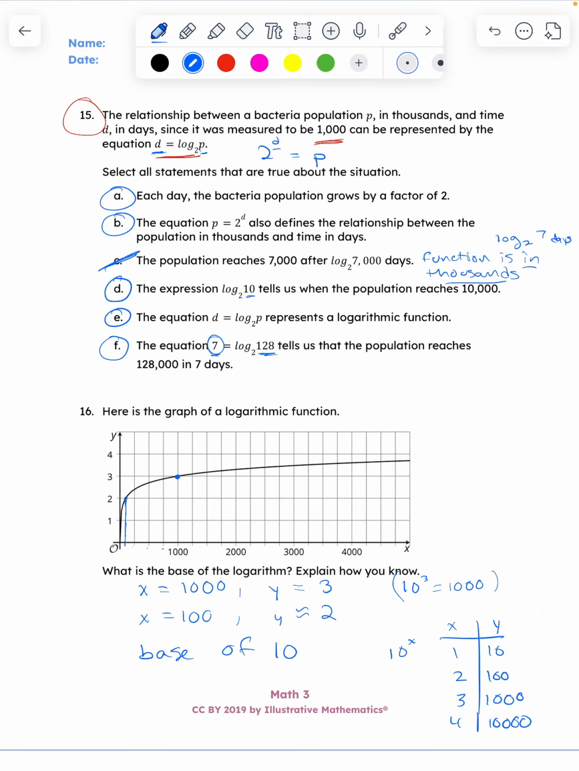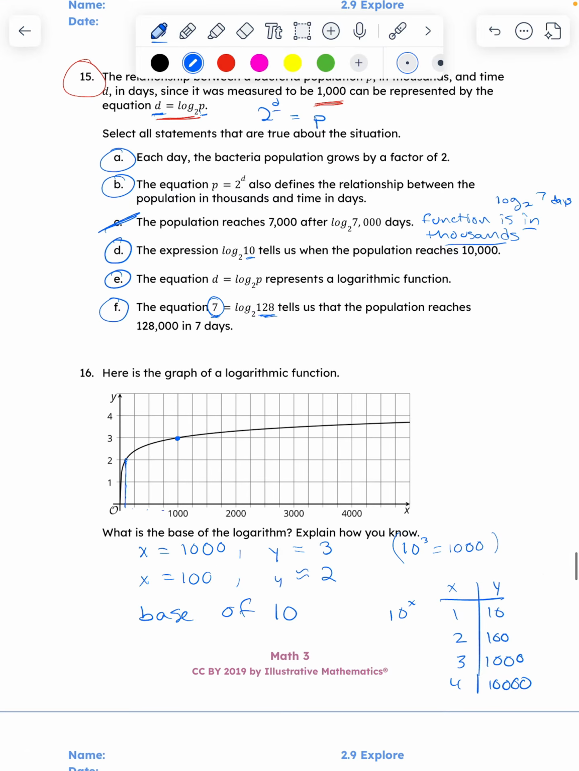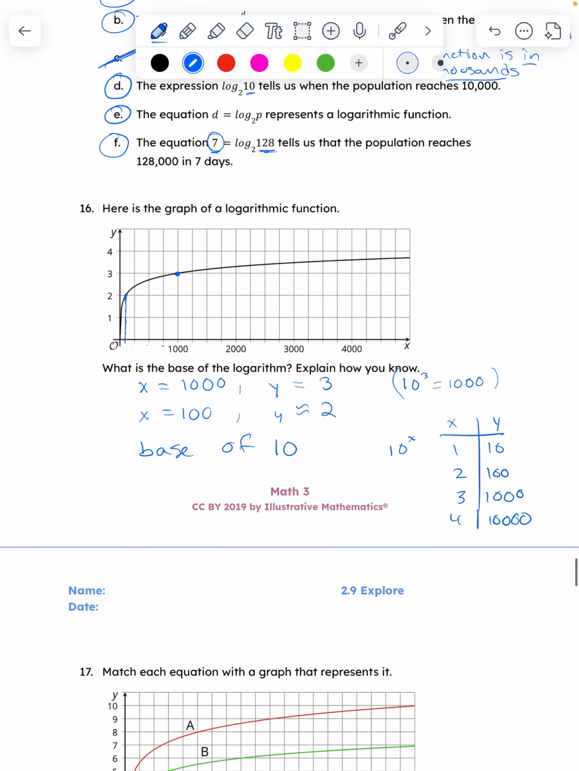I'm going to give us a little more space here. Instead, I want the log of x. Then my x's and y's are going to flip because it's an inverse function. So when my x is 10, my y will be 1. When my x is 100, my y will be 2. When my x is 1,000, my y will be 3. And that looks a lot like what I'm seeing in this graph.